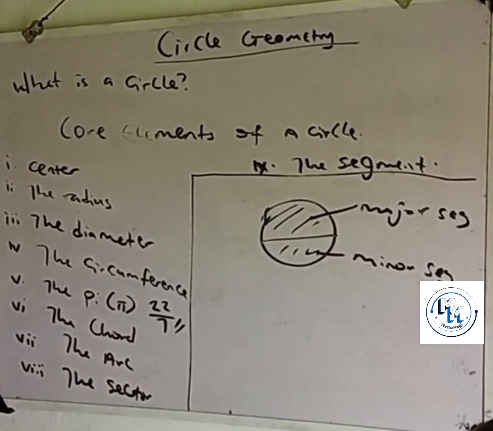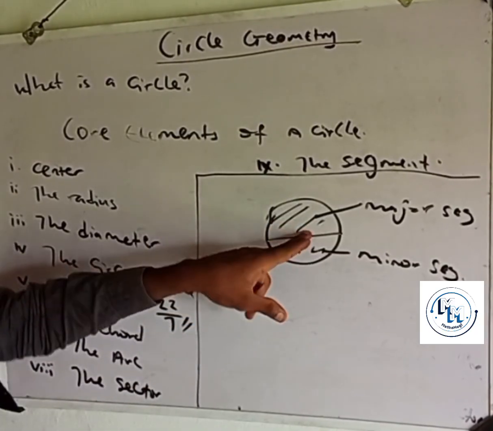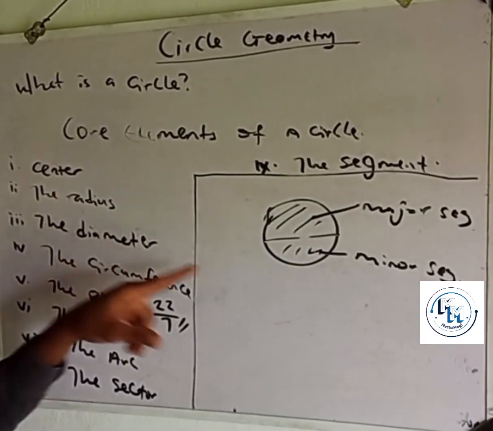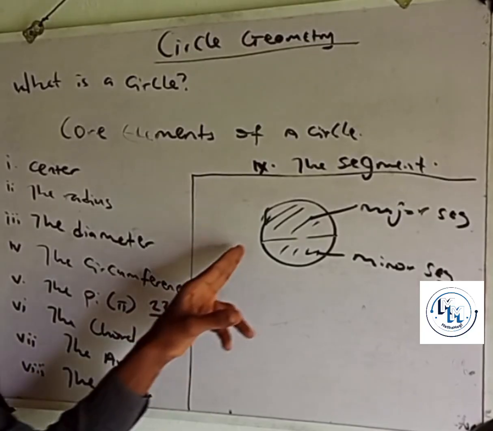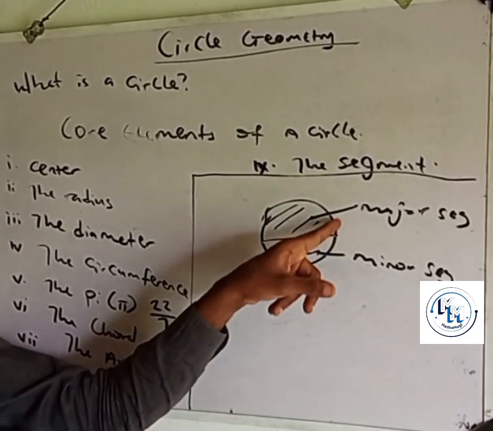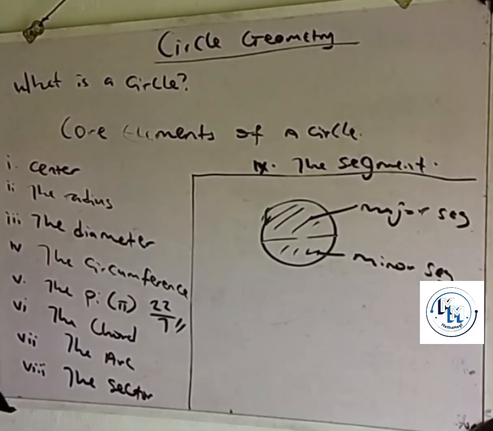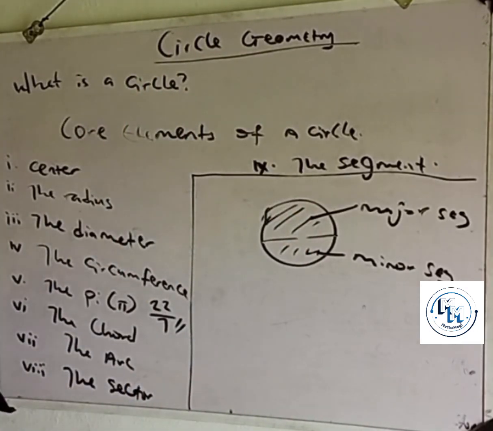Let me run over it again. We have the center, which is the point which has equal distance from every point of the circumference. We have the radius, which is the distance from the center to the circumference. We have the diameter, which is a straight line that passes through the center of the circle. We have the circumference of a circle, which is the collection of all points, the perimeter around the circle. Then we have the concept of pi, 22/7: the circumference of any circle divided by its diameter will give us 22/7.